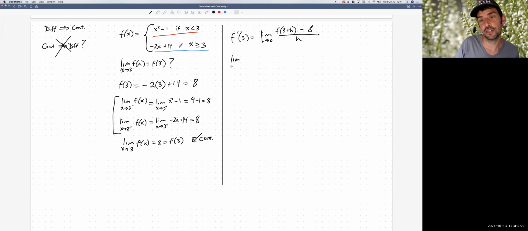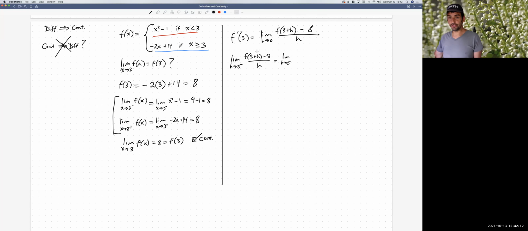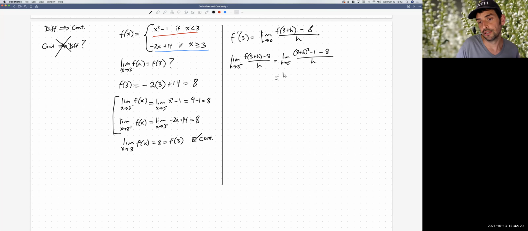So let's start with the limit as h goes to 0 from below of f of 3 plus h minus 8 over h. Here h is below 0. It's negative, so 3 plus h is less than 3. We have to look at the x squared minus 1 definition. So we're going to have (3 plus h) squared minus 1 minus 8 over h, limit as h goes to 0 from below.